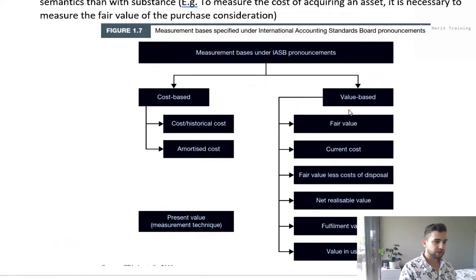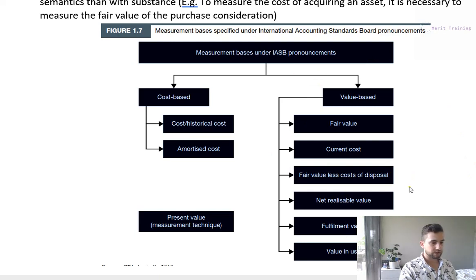Another one is value based. So that's looking at, okay, what's the value as opposed to the cost. Cost is what we paid for it. Value is how much it's worth. So this could be fair value. Getting a market valuation done where they say, okay, based on similar assets or liabilities, we think it's worth this.